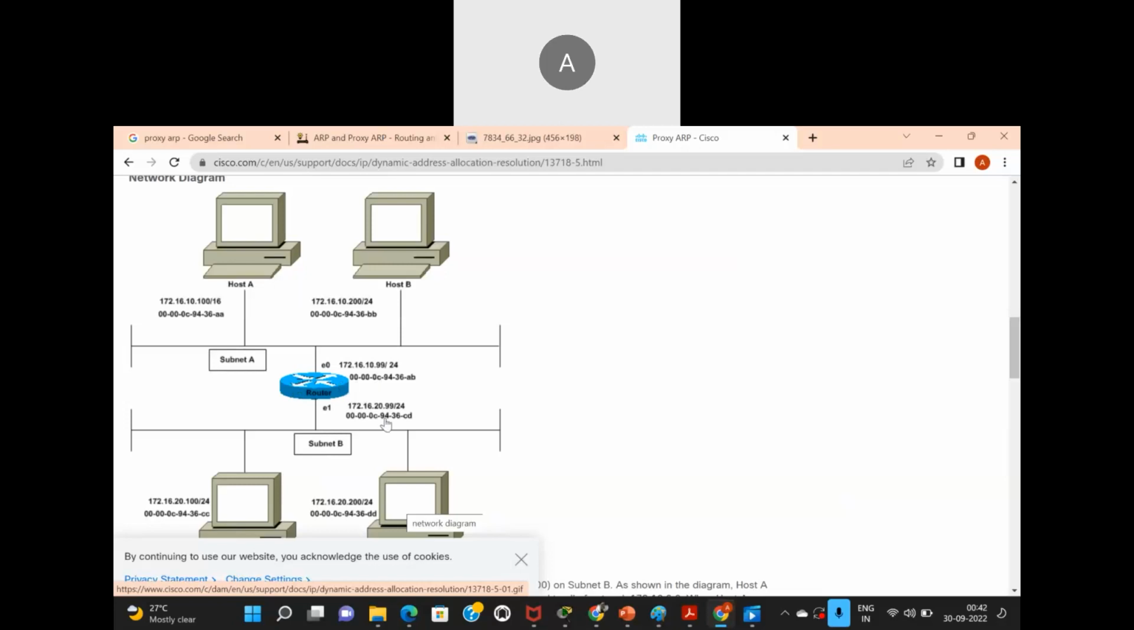So the router acts as a messenger. You send the packets to the router and the router forwards them to the destination. So it acts like a proxy.